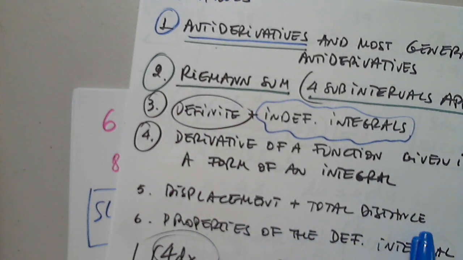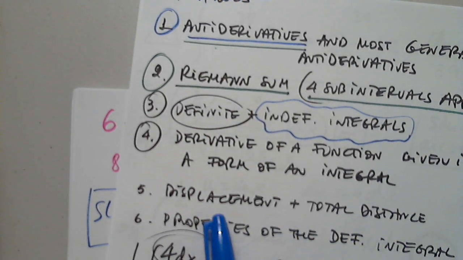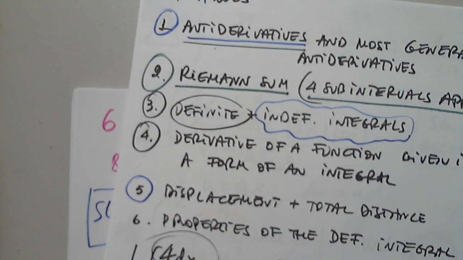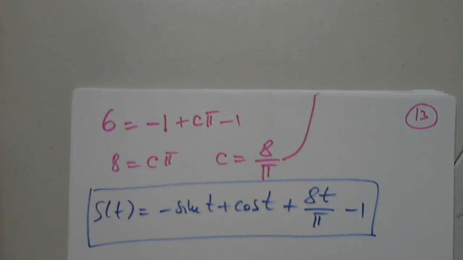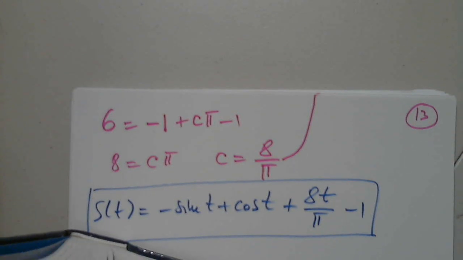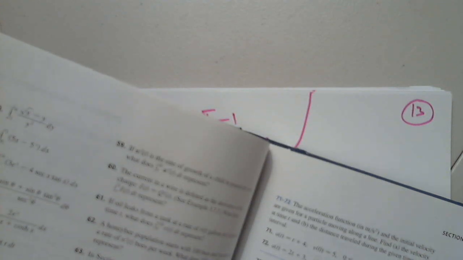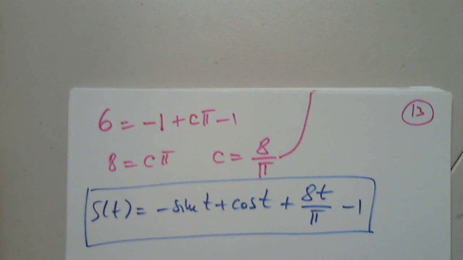Displacement plus total distance. So this is the net change theorem, and that is in section 5.4. Now, if you have a function that you would like to work from, 5.4, please choose it and give it to us. So I have a two-part question.